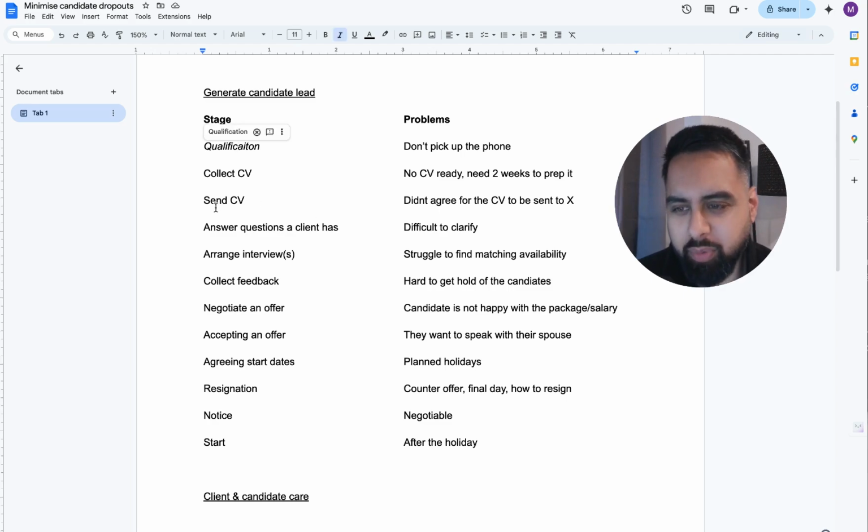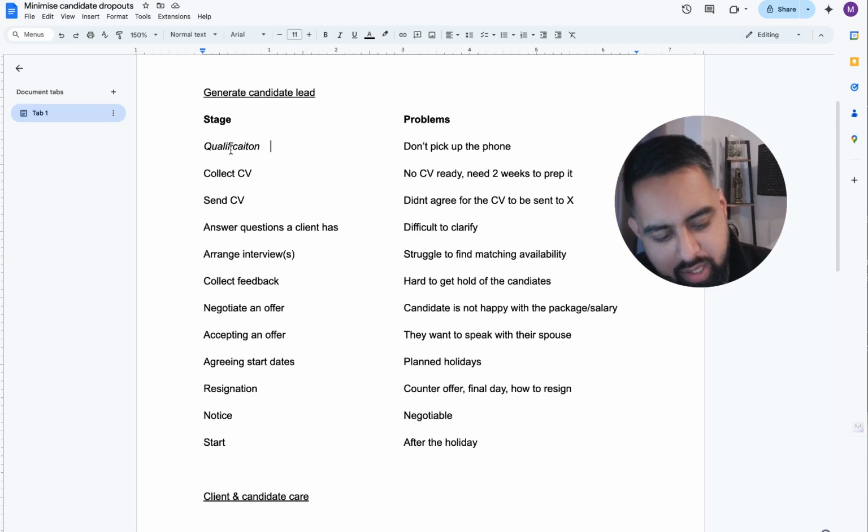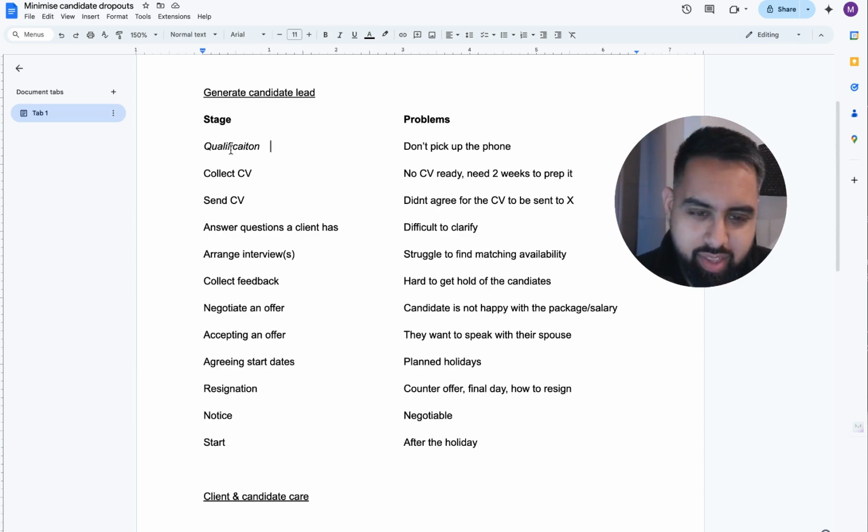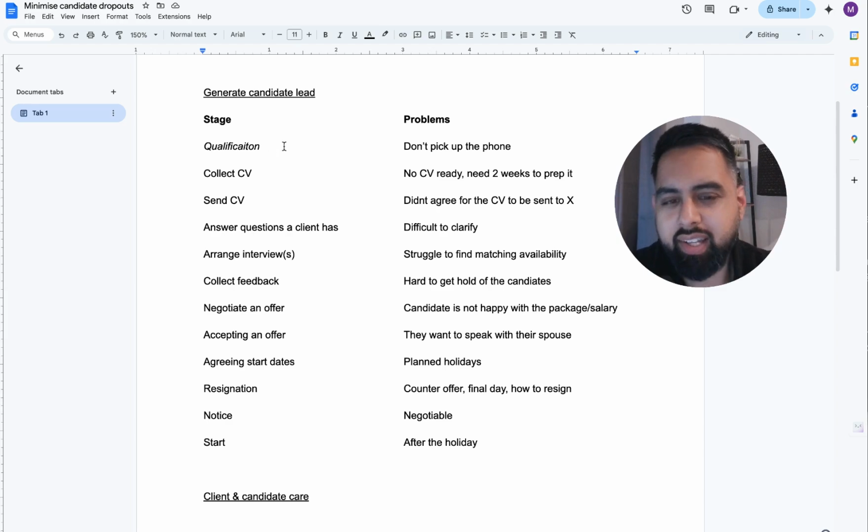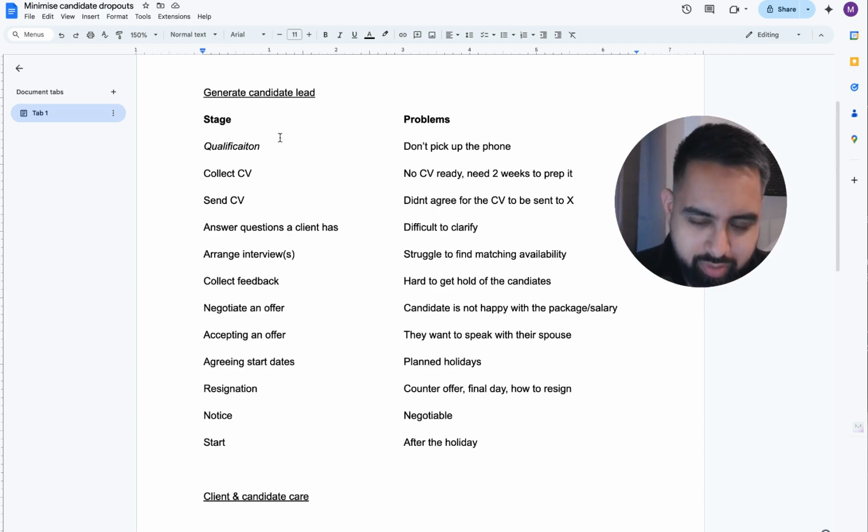You definitely don't want to be sending CVs before you've qualified them, but when you're qualifying them, this is where you're gathering all the information about the candidate, where you're trying to figure out, is this person actively looking? Are they desperately looking? Have they been made redundant? Is there something in particular that they're looking for? Are they just looking because they're looking for a pay rise? What are all their motives? What are the things that interest them? And that's what happens at the qualification stage.